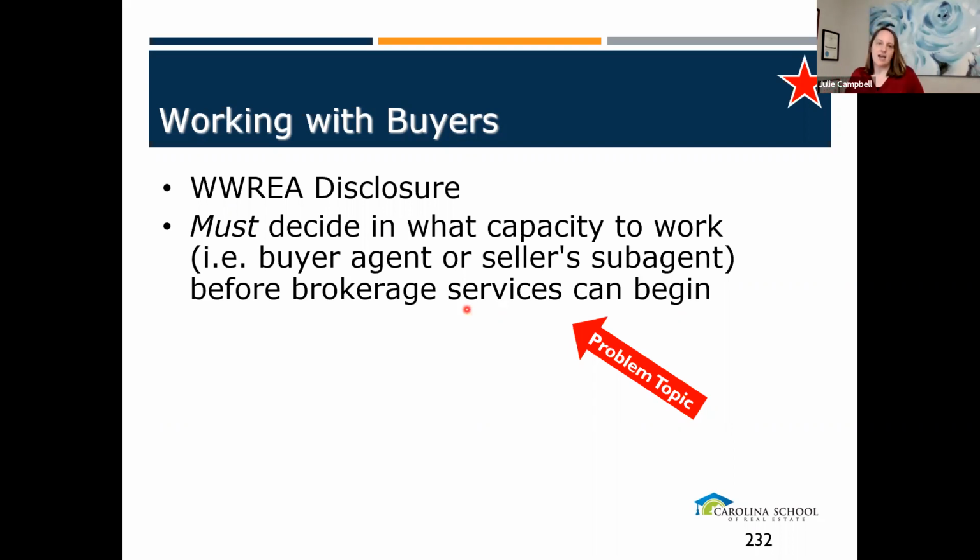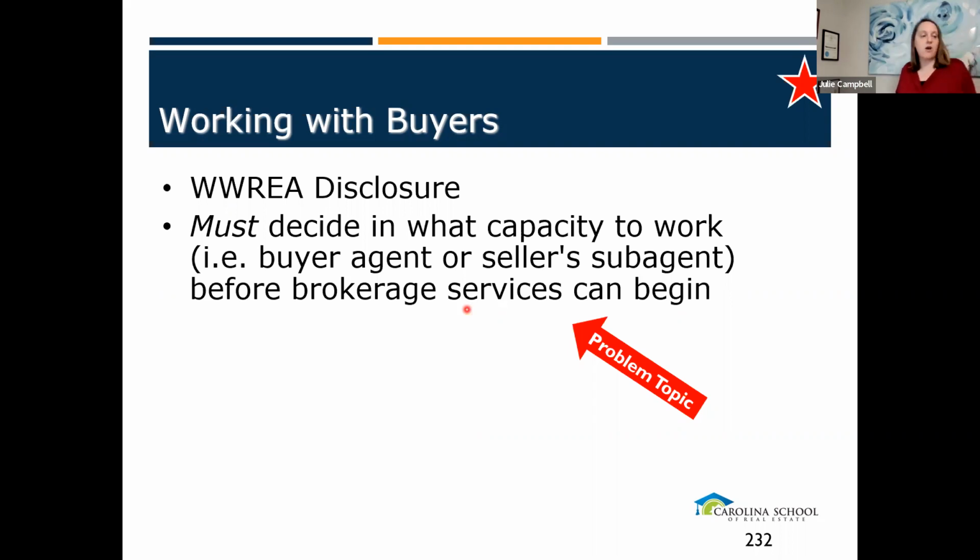We need to decide how you're going to proceed early on and what capacity we're going to work. I mean, really, if we think about it, buyers have more choices to make than sellers, right? Sellers either hire you or they don't. It's pretty simple. Buyers have to decide, do I want to hire her? Do I want her to be my seller sub-agent? Do I want to be a customer? Do I want to be a client? There's so many more decisions, not really, but like two more decisions for the buyer than the seller.